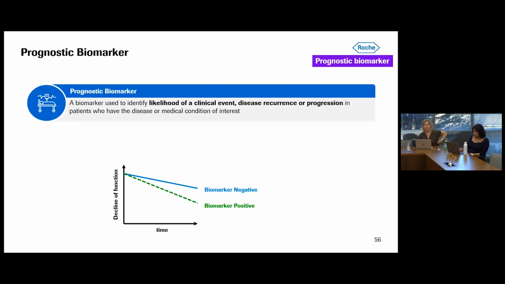Yeah, this next section about prognostic and safety biomarkers is higher level. So I'll be quick, because then we have a cool example before we move into the quiz. A prognostic biomarker is a biomarker that identifies the likelihood of a clinical event, disease recurrence or progression. As an example here, schematically, you can see in the green dotted line that biomarker positive patients have a greater decline in their health, whatever the outcome is, than biomarker negative patients.